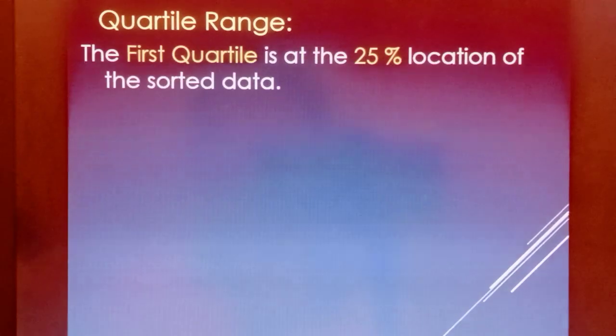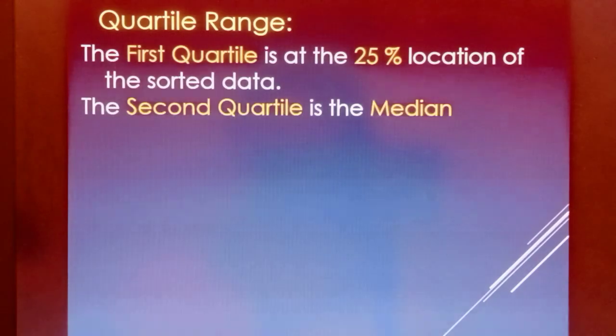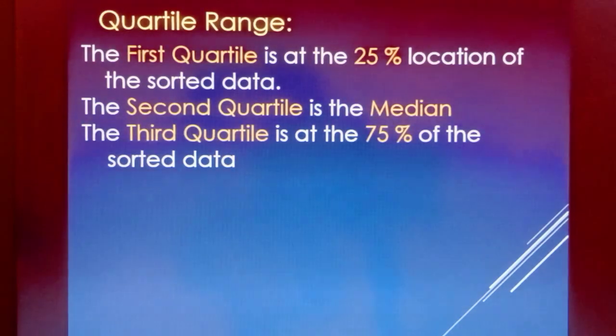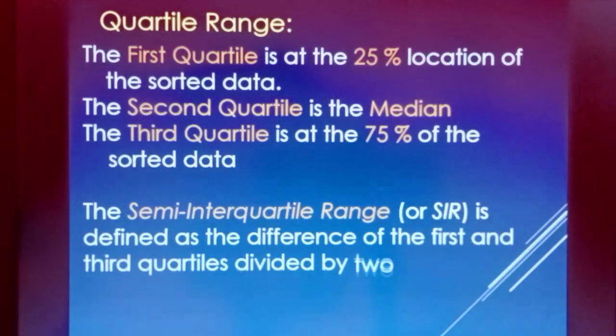So, quartile range. The first quartile is at the 25th percentage location of the sorted data. The second quartile is actually the median. The third quartile is at the 75th percentage of the sorted data. And the semi-interquartile range, or SIR, is defined as the difference of the first and third quartiles divided by 2.